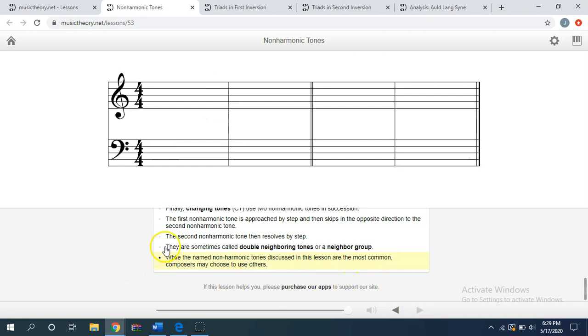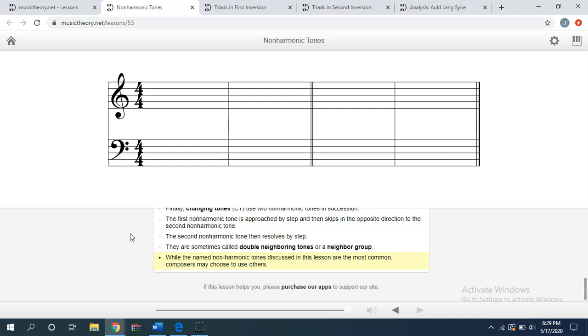While the named non-harmonic tones discussed in this lesson are the most common, composers may choose to use others. So you can see that there are a lot of examples, but what you basically need to understand is that a non-harmonic tone is any time you use notes to move from one chord to another that don't match the first chord that they are a part of. They can be helpful to make music more interesting, and oftentimes melodies consist almost entirely of neighboring tones. Think about hymns you've seen or listened to.